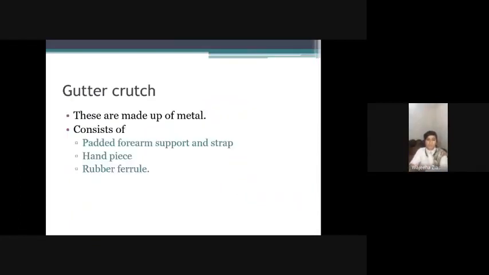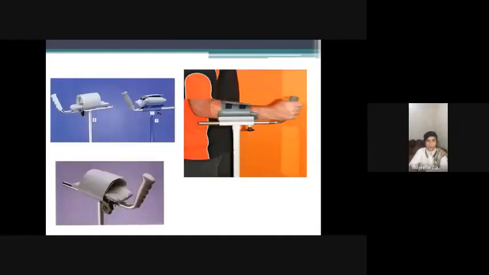The next one is the gutter crutch. It is specifically for patients who are not able to hold an elbow crutch, for example those with deformities of the hand, especially in rheumatoid arthritis. Advise these kinds of crutches. It consists of 3 parts: the padded forearm support, the hand piece, and the ferrule. A strong grip is not required. The patient will stabilize the whole forearm on the padded forearm support, so it will provide better support and also provide assistance.